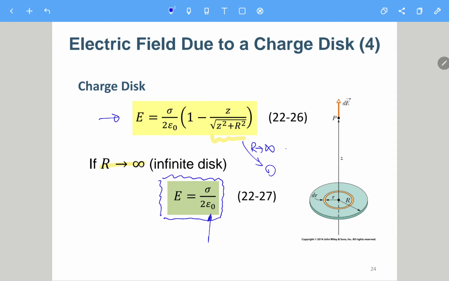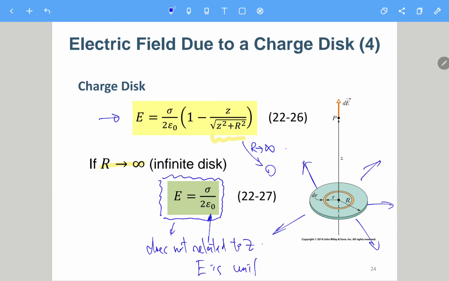Suppose this is very large, which means that the E field is not related to the distance Z. It has nothing to do with the distance, which means that the E is uniform. If we assume the charge disk is very large, this one is still related to Z. But if we assume R tends to infinity, this charge disk will generate an E field which is uniform over the space.